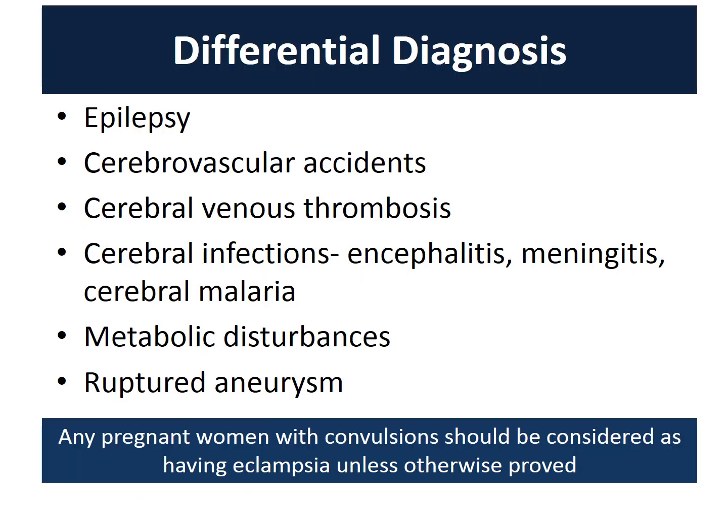Differential diagnoses to be considered in eclampsia are epilepsy, cerebrovascular accident, cerebral venous thrombosis, cerebral infections like encephalitis, meningitis, cerebral malaria, metabolic disturbances, and ruptured aneurysm. But always remember, any pregnant woman with convulsion should be considered as having eclampsia unless otherwise proved.